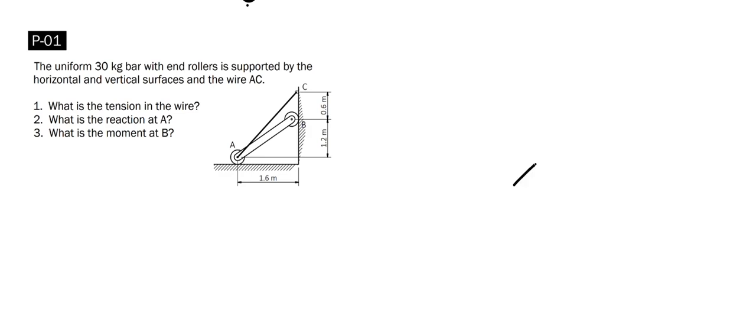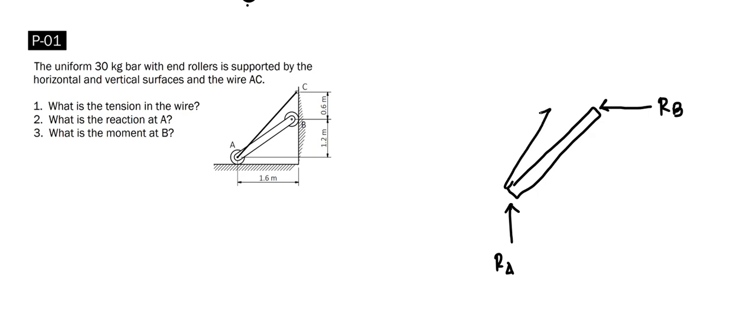So we have a rod with end rollers, therefore it experiences a force that is normal to the surface. Let's call this reaction A. And this one is reaction at B. And we have a tensile force due to the cable AC that will induce a force going in this direction.